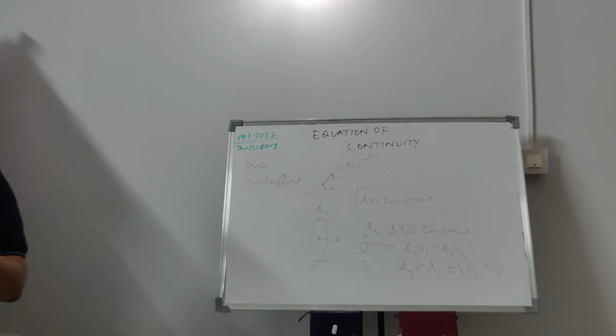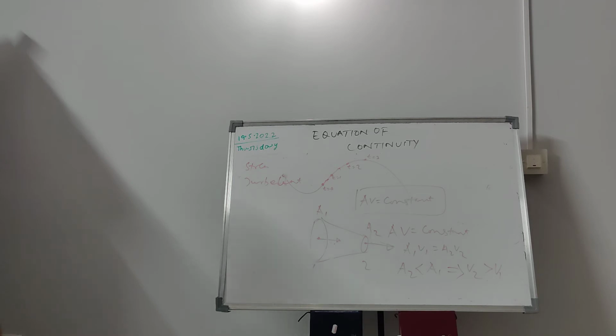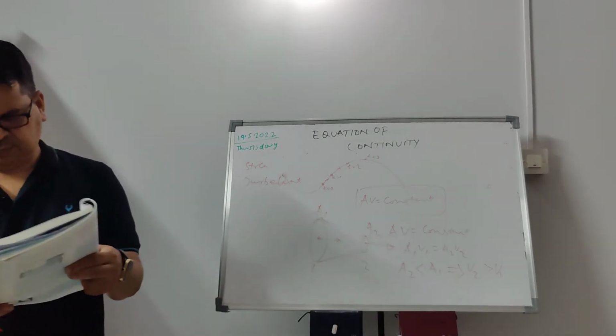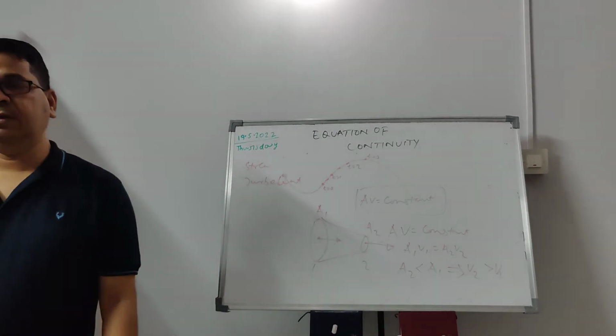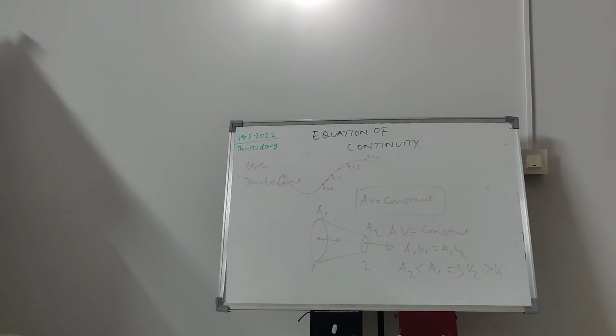So what is a turbulent flow? This streamline flow happens only when the velocity is low. If the velocity is below a certain level, then only streamline flow will happen. If the velocity increases and goes beyond a certain level, it will become turbulent. So the speed beyond which the flow becomes turbulent is called critical speed.